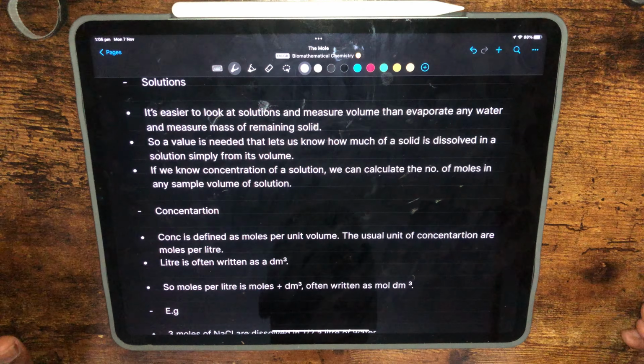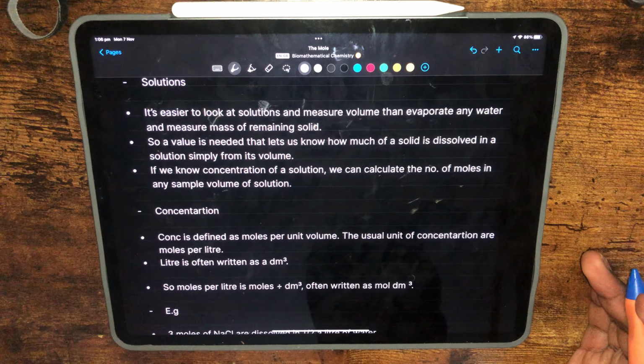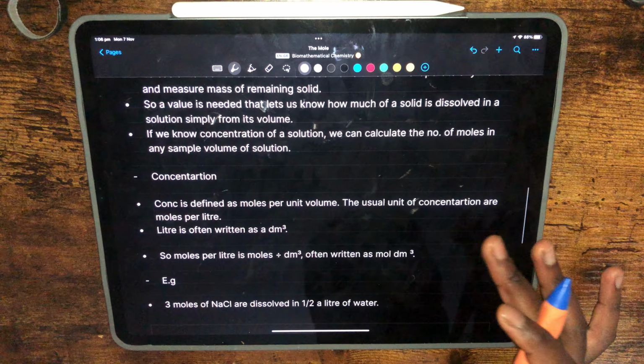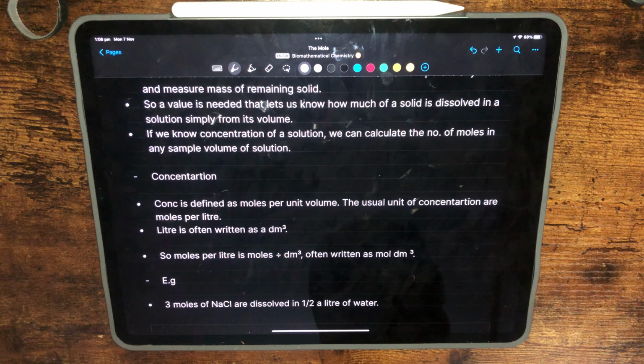So it's much easier to look at it in this way. A value is needed that lets us know how much of a solid is dissolved in a solution sample from its volume. If we are told the concentration of a solution, we can calculate the number of moles in any sample volume of solution.